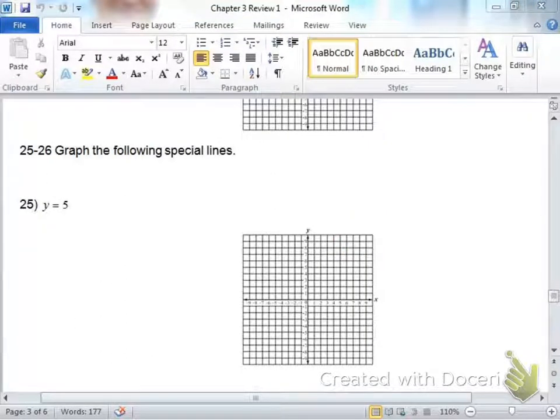So remember, when you're graphing special lines, you'll only see one variable. That's the tip-off that this is a special line. And my trick is to remember that that's the axis that you're going to cut across at this point. So I'm going to count up to 5 on the y-axis. I'm going to shoot right across it. Boom. What are your questions?